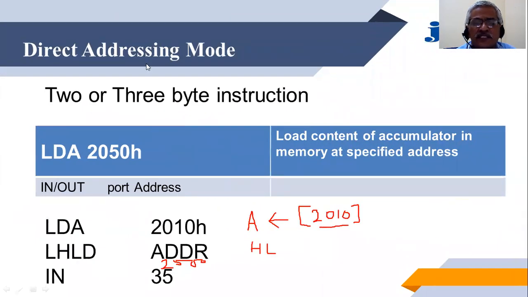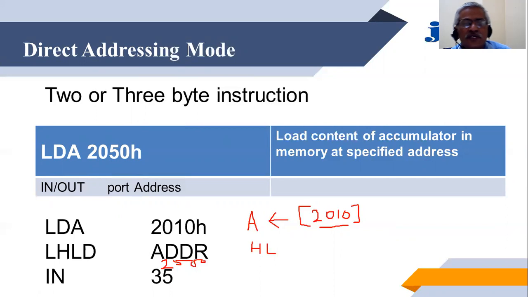Then we have a direct addressing mode. Here the data item that is required to be operated on is directly referred to by its address. Such type of instruction, where the address at which the data item will be found is part of the instruction, is referred to as the direct addressing mode. Such an instruction can be a 2 or 3 byte instruction, depending upon whether we are referring to the IO devices or to the memory device.